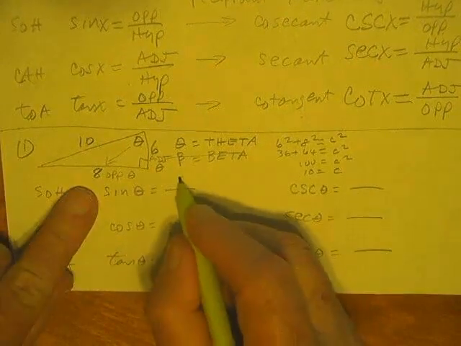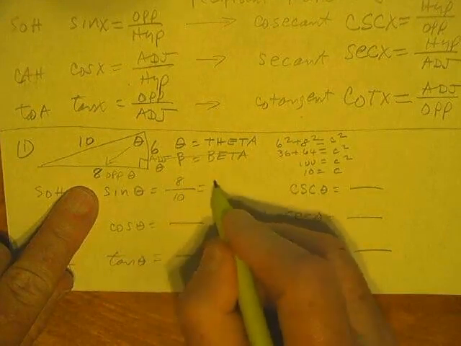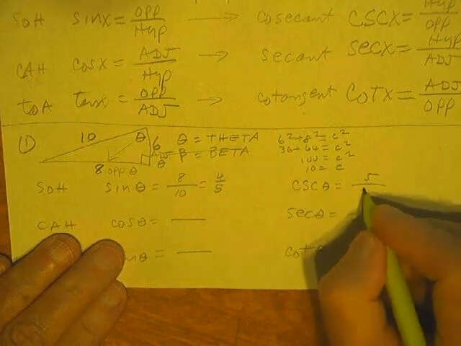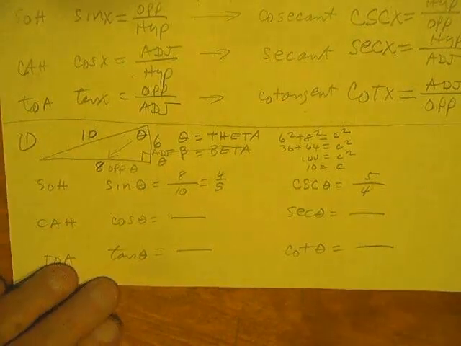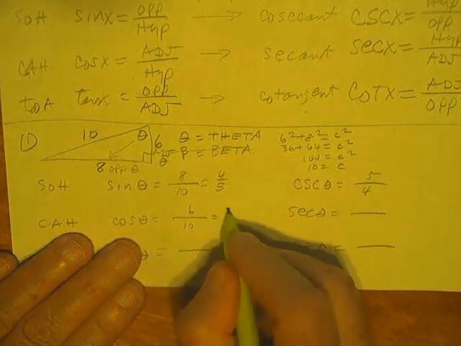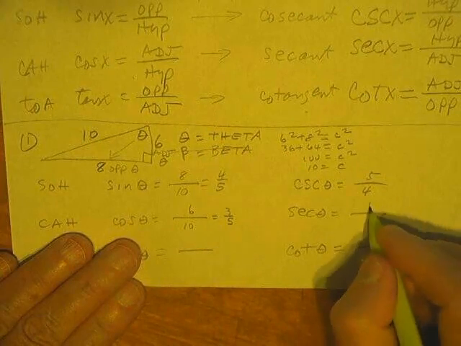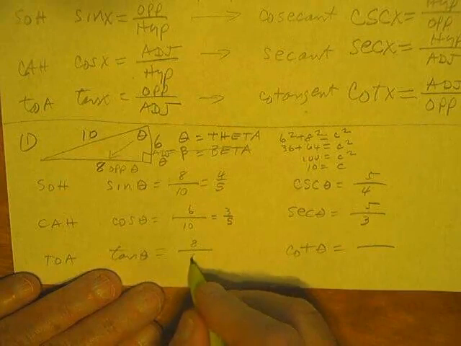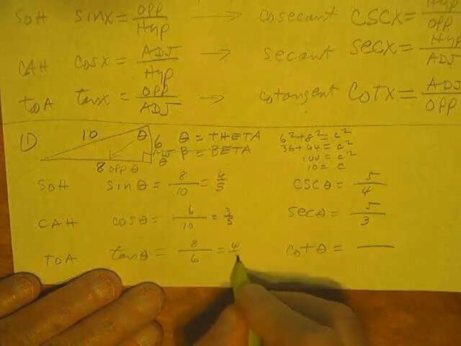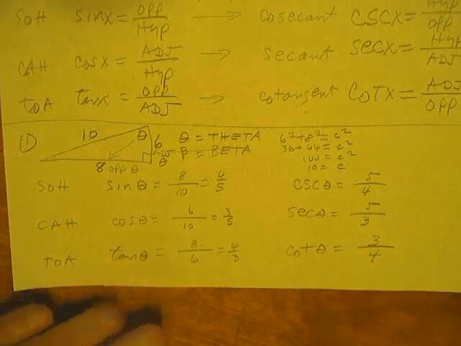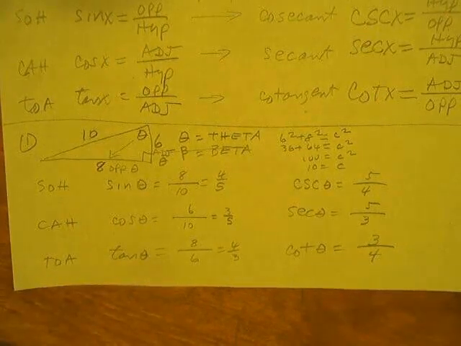And so the opposite is 8, the hypotenuse is 10. These are both even, please reduce it. Flip that, and you got the cosecant. Cosine is adjacent over hypotenuse. Flip the 5/3. This one is opposite over adjacent. This one is 4/3. Flip this to 3/4. And we're done. So there's an explanation of how to find the 6 in one example.